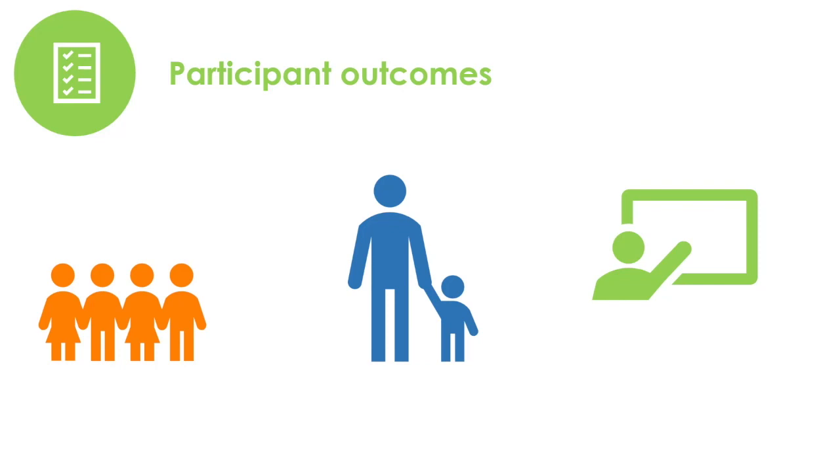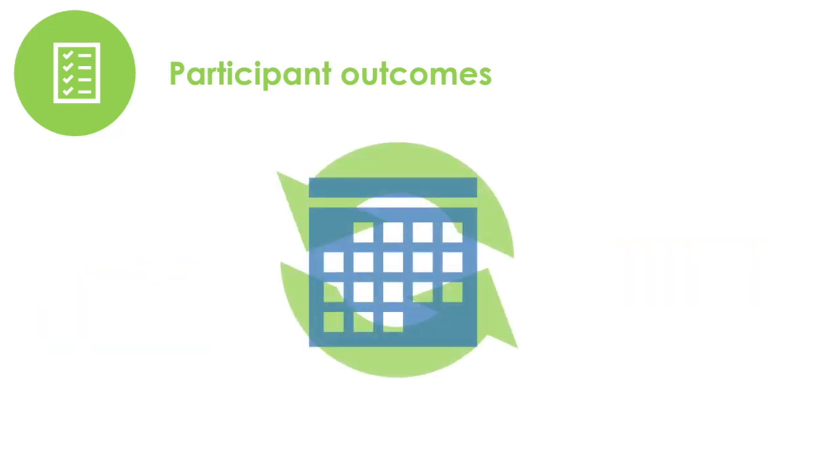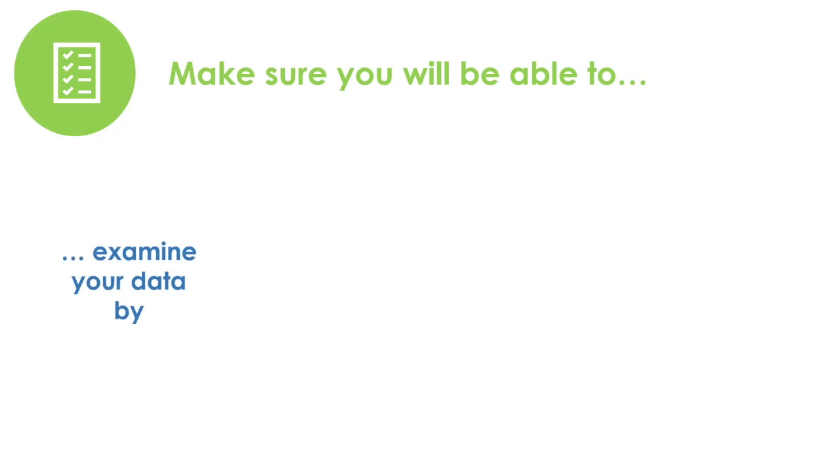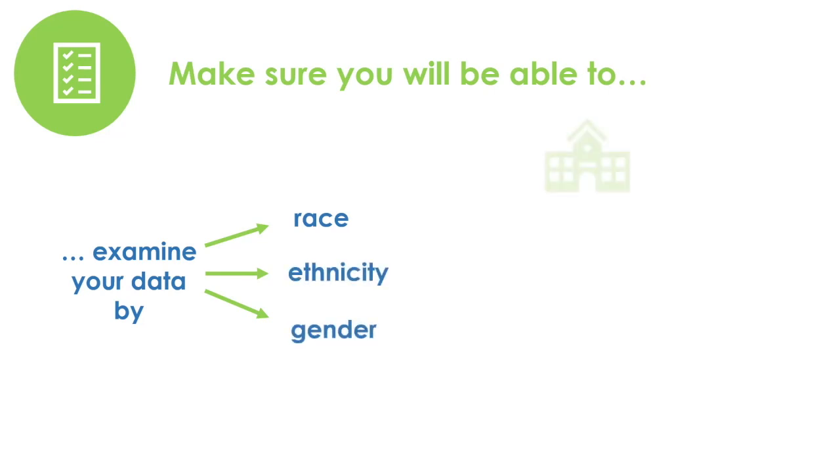The important thing is that you collect data often enough so that you can use it to make course corrections before you get to the end of the program when there is not much you can do about it. No matter what data you decide to collect, you should make sure that you'll be able to examine your data for different groups of youth such as race, ethnicity, and gender. You might also want to be able to examine it by school or program site.